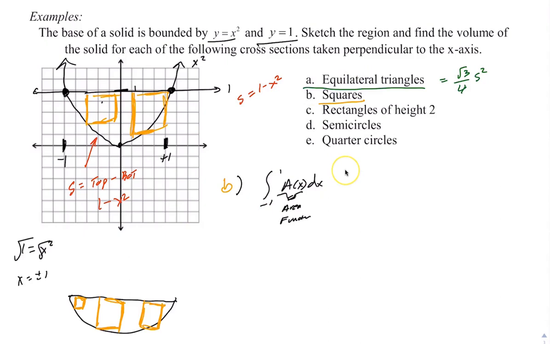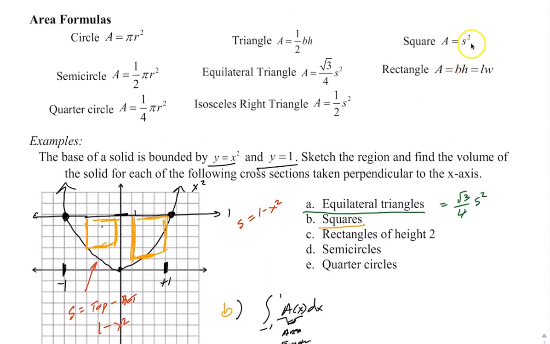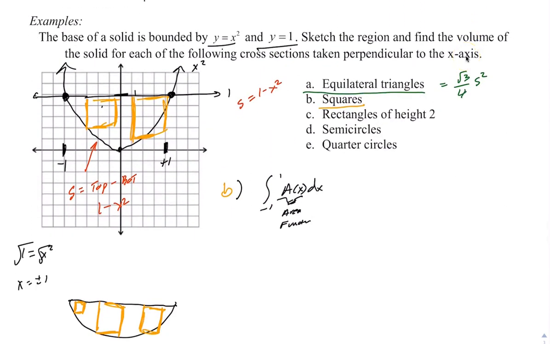So that's a square. The area of a square is just base times height, but where base equals height, so base squared, also known as side squared. So that's my formula for squares, just s squared. If I'm plugging into my equation here, we're going to integrate from -1 to 1 of s squared dx. It's a different formula because it's a different picture. We're doing squares, and the area of a square is side squared.